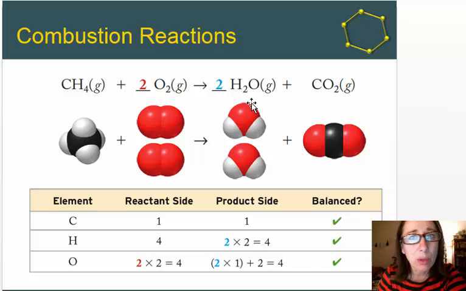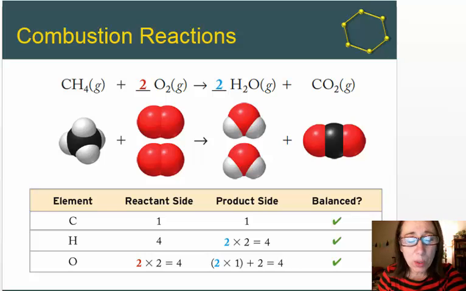So after we balance the carbon and the hydrogen, the last thing we look at is the oxygen. So I have 2 times 1 from my water, and then 1 times 2 from my carbon dioxide. So I have a total of 4 oxygens. So if I place a coefficient of 2 in front of my oxygen, it's balanced.